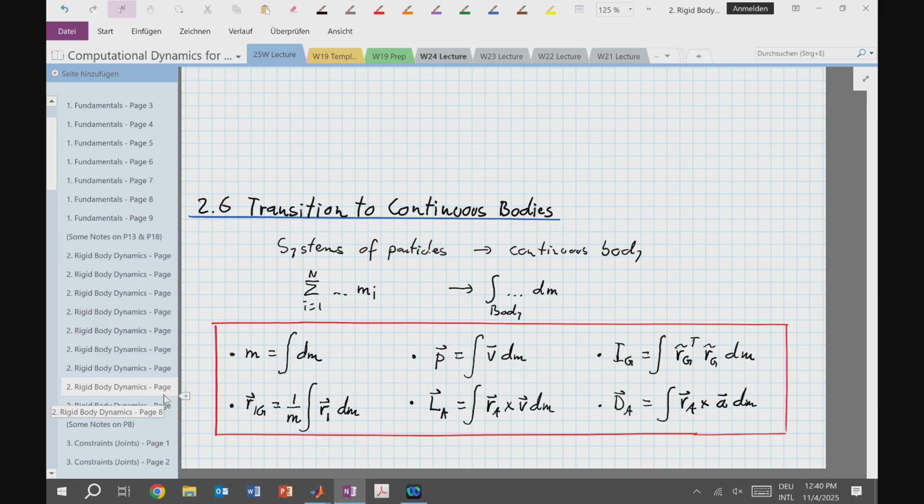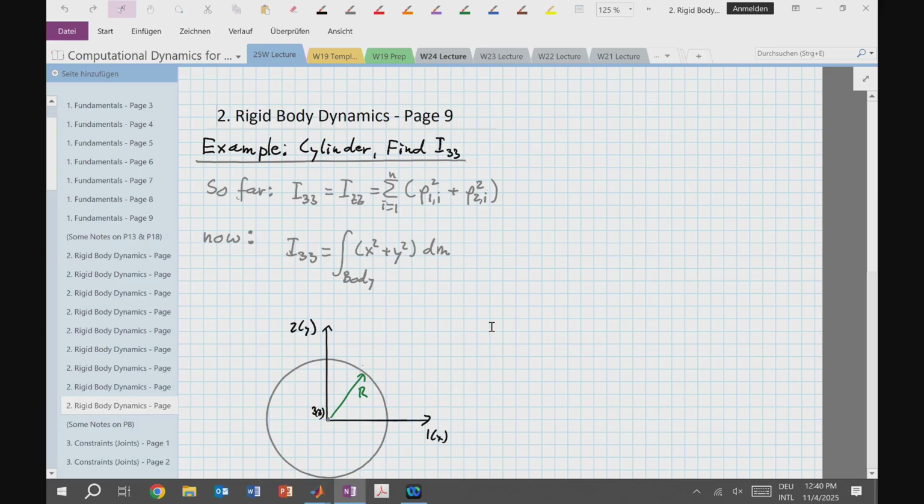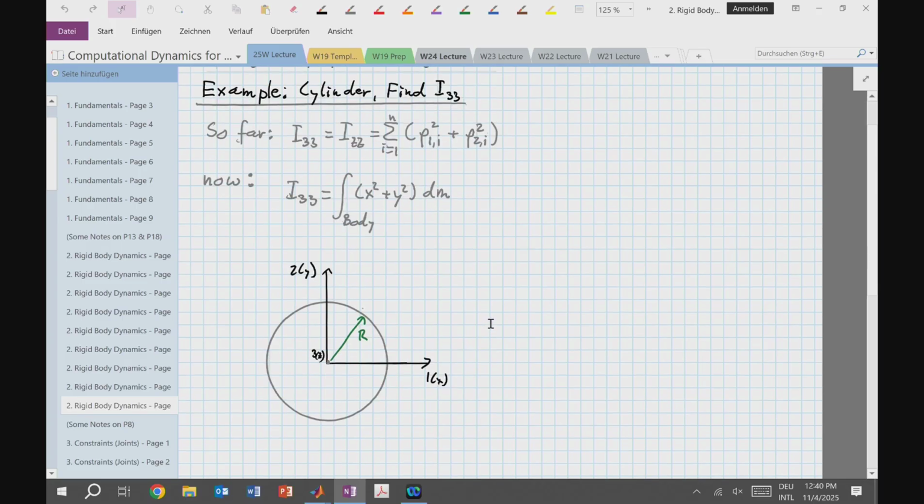Questions? I don't want to spend more time on this, but we can do an example. And the example is here a cylinder, something like this.